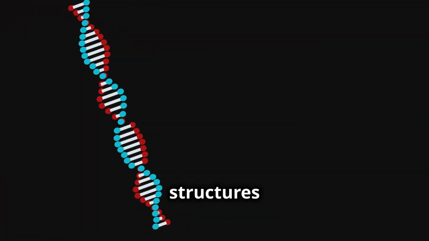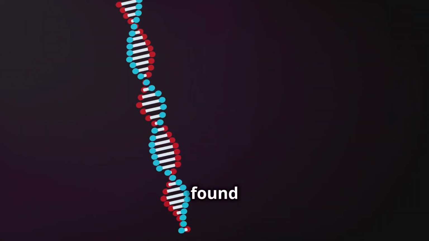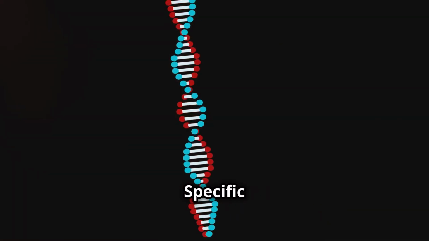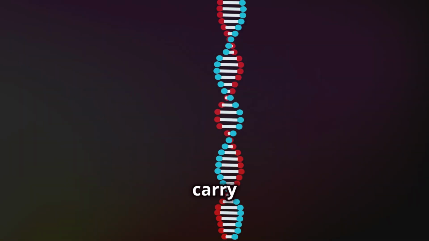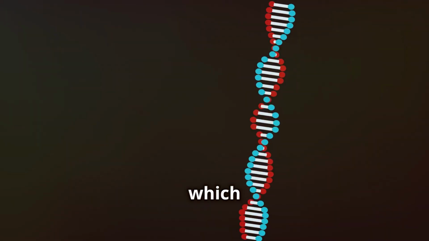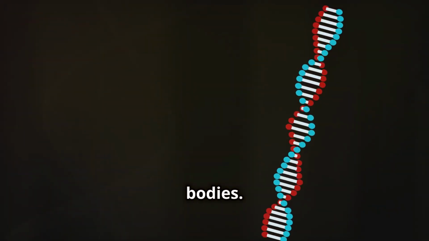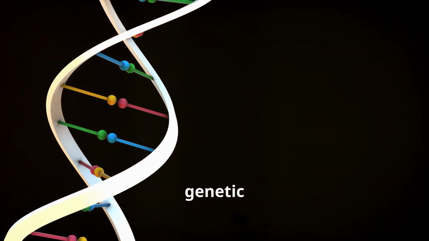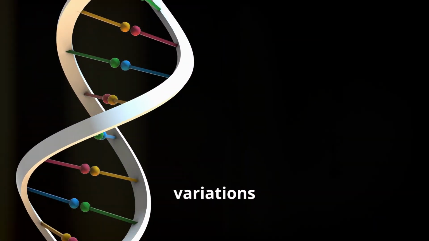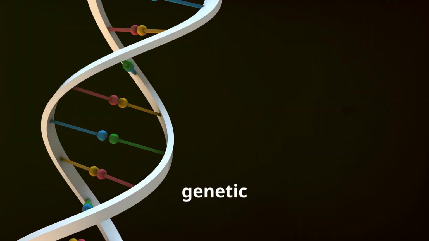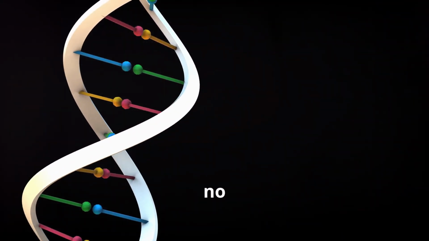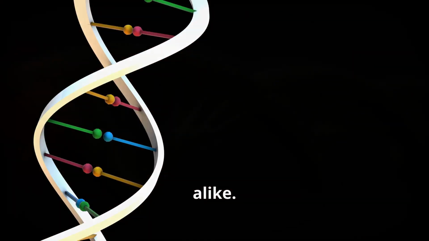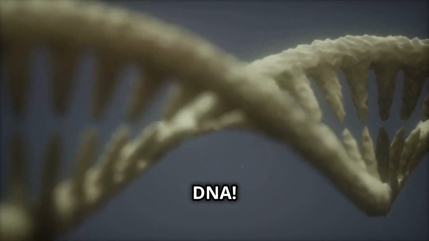DNA is organized into structures called chromosomes, which are found in the nucleus of cells. Specific segments of DNA, called genes, carry the instructions for making proteins, which perform most of the functions in our bodies. The sequence of the nitrogenous bases determines the genetic code. Even small variations in this sequence can lead to genetic diversity, which is why no two individuals are exactly alike. And that's a quick look at the structure of DNA.